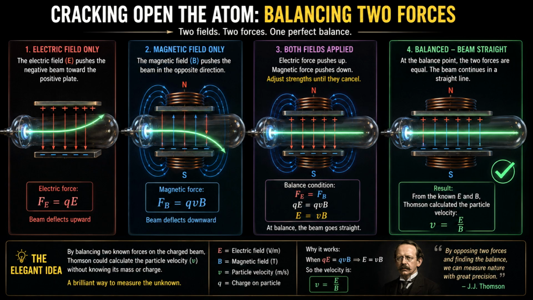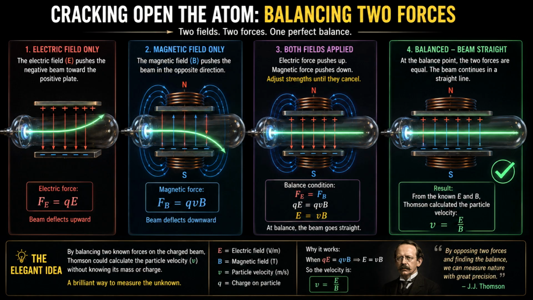Here is the elegant core of the method. An electric field alone would push the charged beam in one direction. A magnetic field alone would push it in another direction, depending on the particle's velocity. Thomson applied both fields at once and adjusted their strengths until the two deflections canceled out exactly, leaving the beam traveling perfectly straight again. At that precise balance point, the electric force and the magnetic force are equal in magnitude.